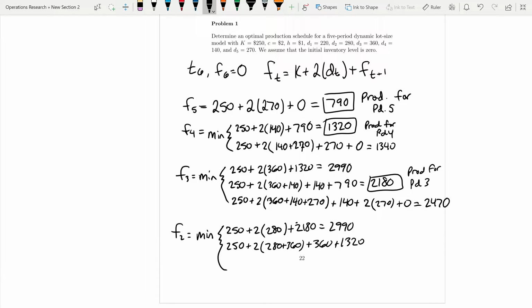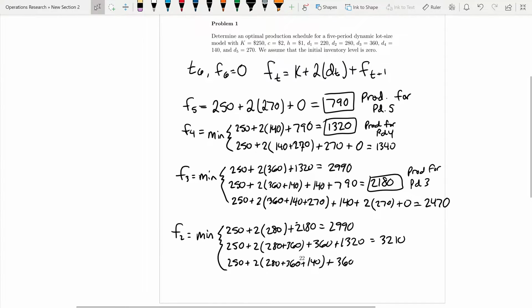And summing these will give us 3210. If we produce for periods 2, 3, and 4 here, we have 250 plus 2 times 280 plus 360 plus 140. Now we add on that 360 plus 2 times 140. And then we have to add on our F sub 5 here, which is 790. And this all added together is going to give us 3240.